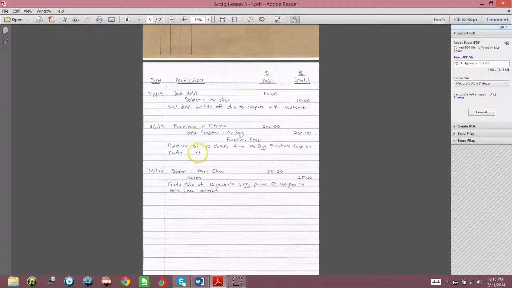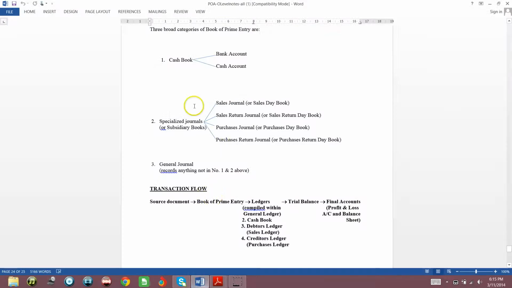And what are other examples? Purchase of fixed asset on credit. If I purchase a fixed asset by way of cash, I would have recorded it in the cash book. You see, fixed asset is different from my goods for resale. So I wouldn't record it in my purchases journal. I'll record it in my general journal.